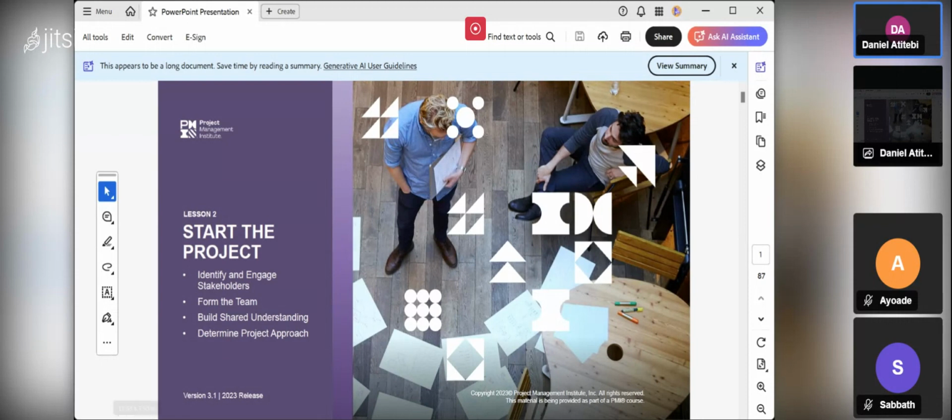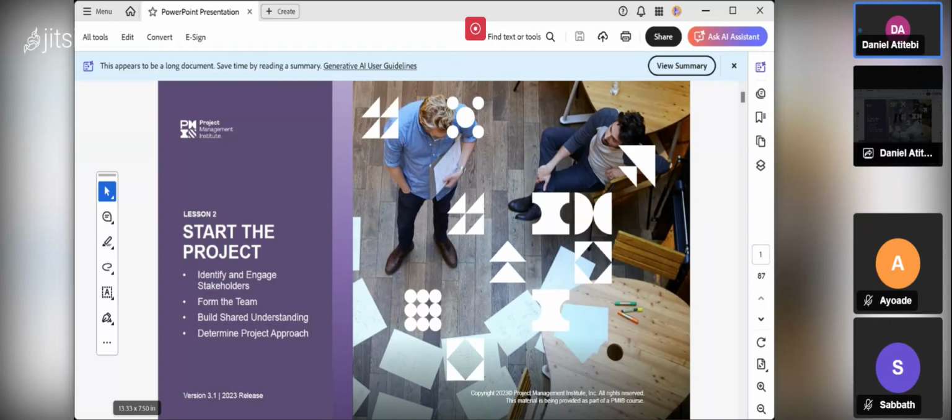Then, how do we form the team? Because the team are going to work with you to accomplish the project objectives. So how do we form them? How do you build a shared understanding between your team and the stakeholders who are involved in the project?